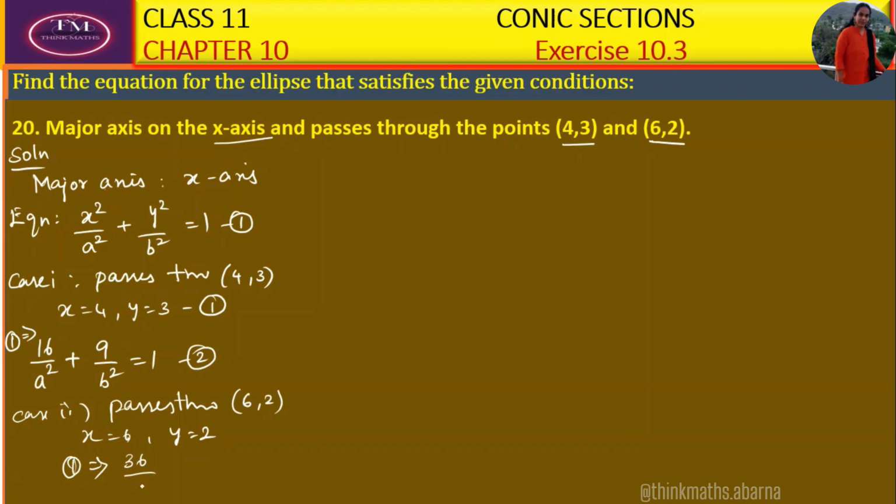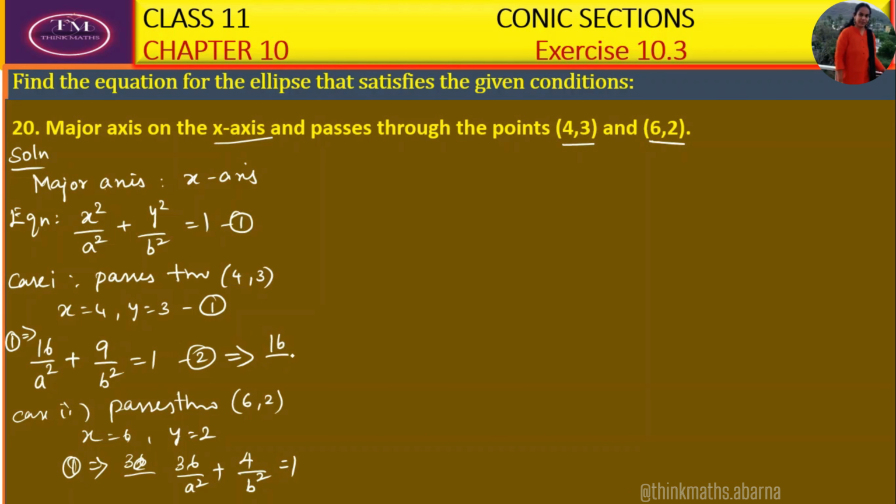So 36 by a square plus y square. Y square is 2 square, which is 4 by b square equal to 1. Now what value can we get from these two equations? Okay. Now, so from this 2, I am going to get the value of 1 by a square.